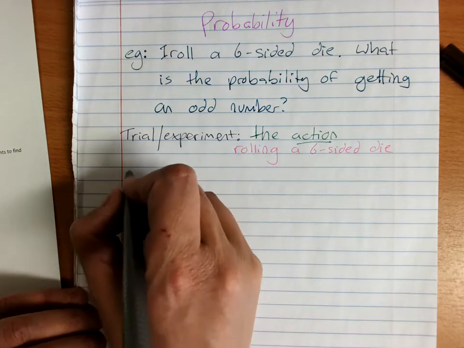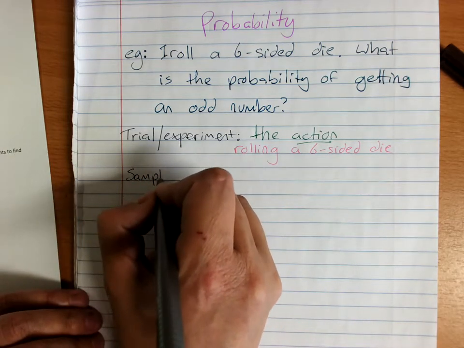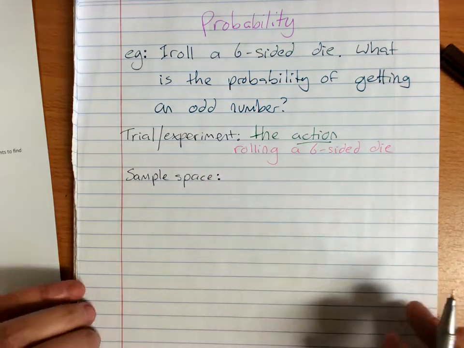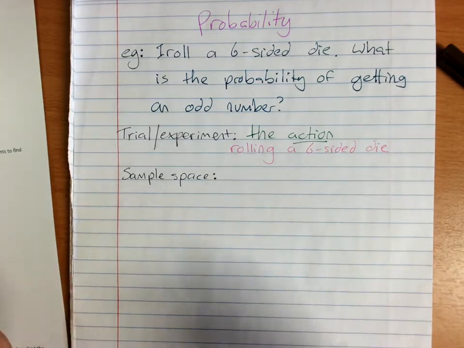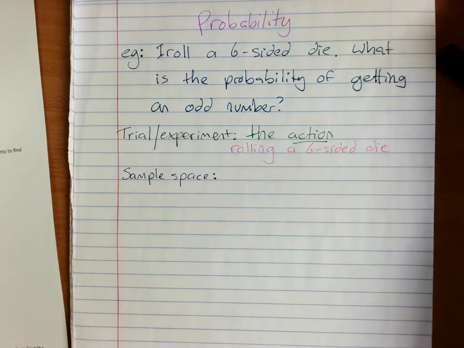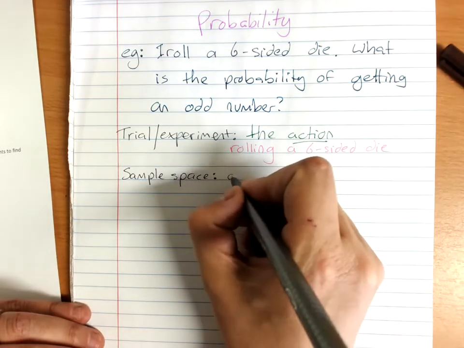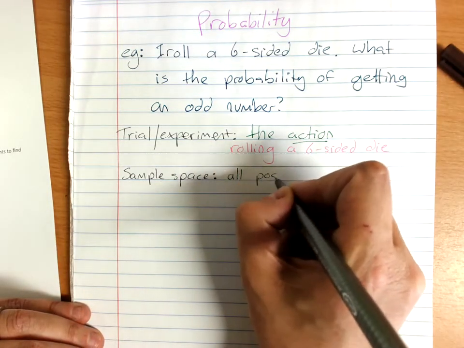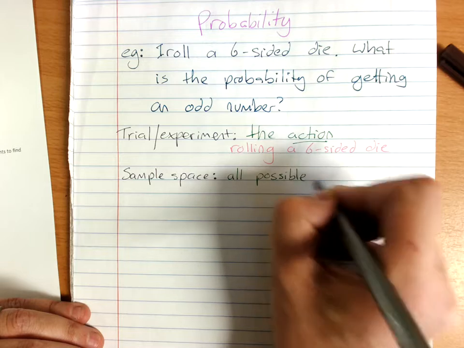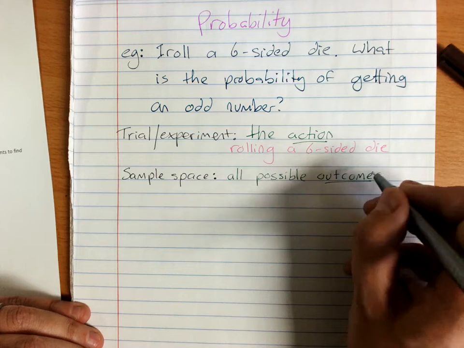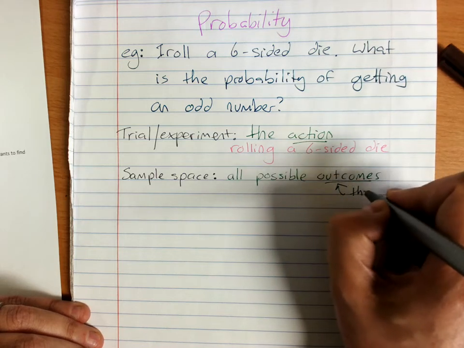The sample space. This actually includes another definition. This gets a little bit annoying. This is all the possible things that could happen, and it's actually all possible outcomes. So the outcomes are things that could happen.